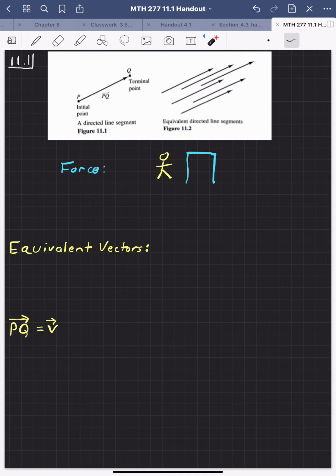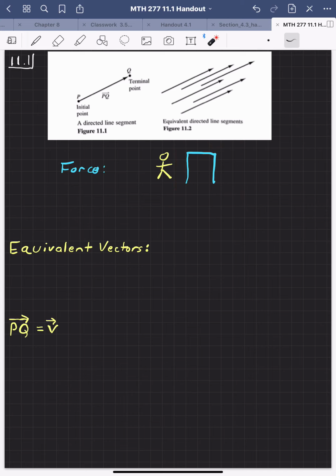Because how do I know? Are you applying the force horizontally? Are you applying the force in this direction or this direction or this? The angle at which you apply the force is going to matter if we're talking about how that force is going to affect the object.